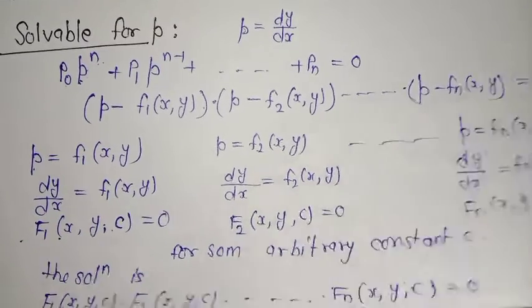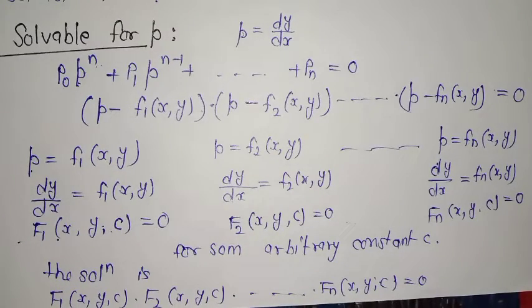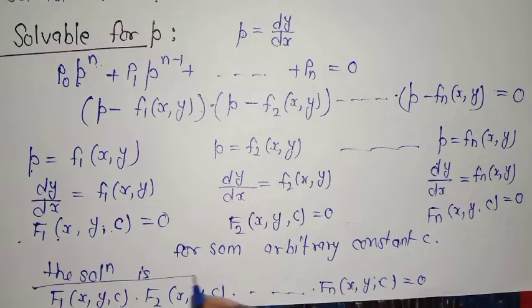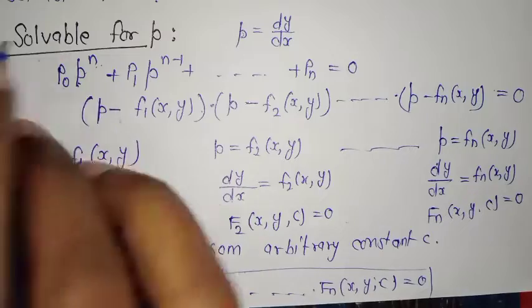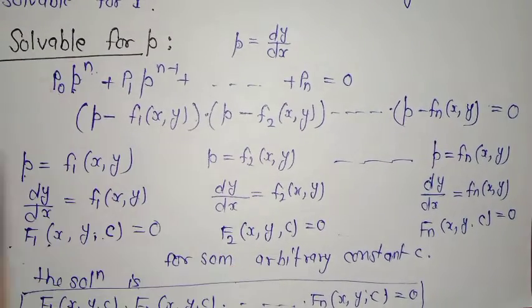I will take one more class to show how to understand whether our solution is general or particular. So I will tell you this also. Firstly, just understand this is the general solution, because an arbitrary constant is involved here. So in this form we can get the solution of such a differential equation when we are solving it by the method solvable for p.